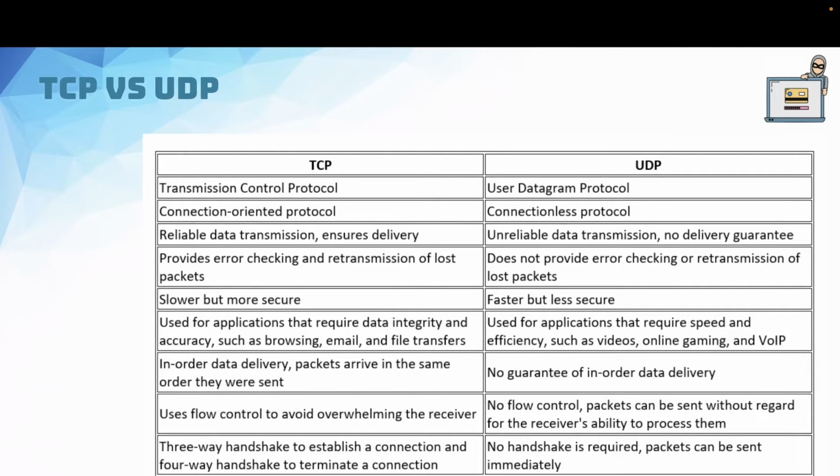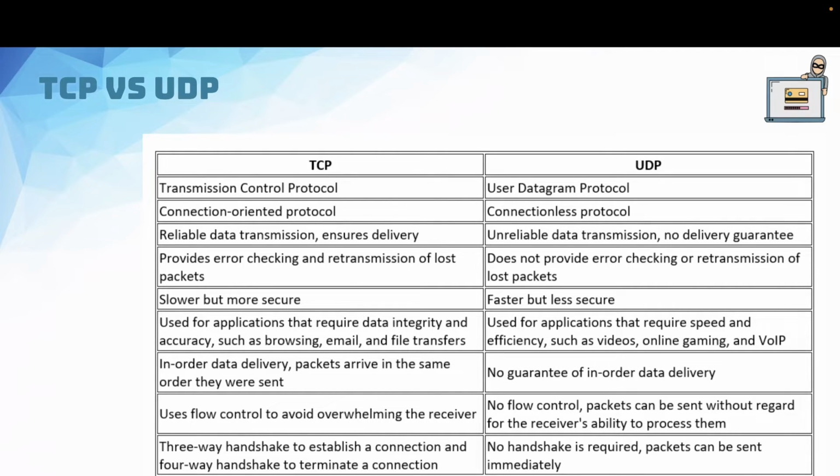For example, let's talk about streaming. If you're streaming, or watching a YouTube video, you won't notice if a frame here or there drops. That is not that important, and that is where UDP comes in. It does not provide error checking or retransmission of lost packets, where TCP does. TCP is slower, but it's more secure.